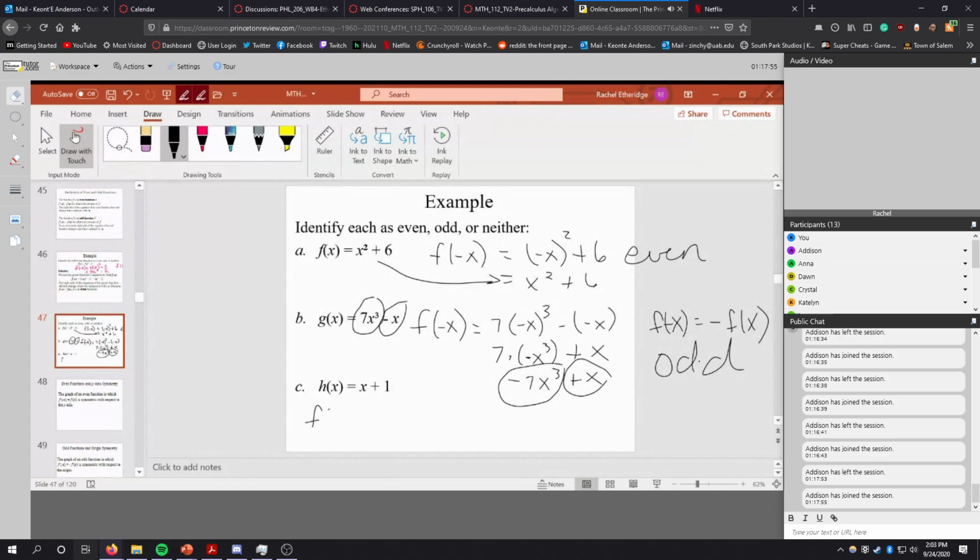What if I plug a negative x in here? Well, the x has an opposite sign, but the 1 doesn't change. So I don't have the same function and I don't have the opposite function. So I have neither even nor odd. I don't get an opposite function because the 1 doesn't change signs.